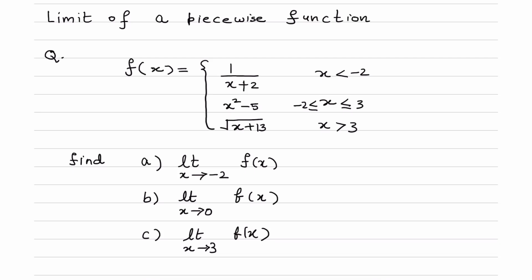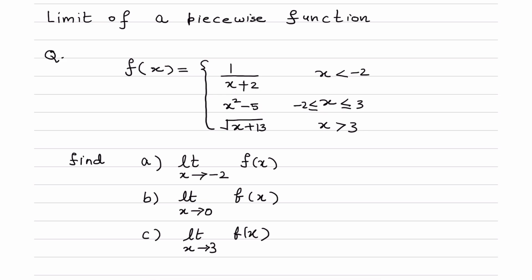In this video, we are going to talk about how to find the limit of a piecewise function. So we have this function f of x. It's called piecewise because at two numbers, -2 and 3, it has two functions. Like when x is less than -2, the function is 1 over x plus 2, and when x is greater than or equal to -2, the function is x squared minus 5.